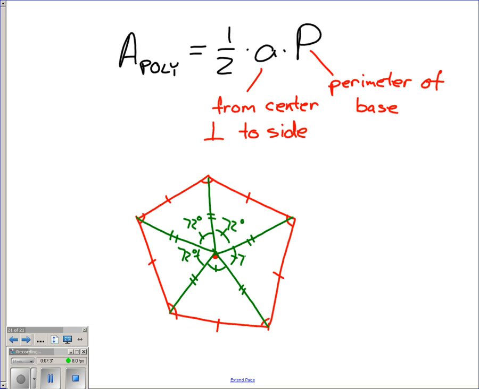Now, for this one on the bottom, I'm going to drop this perpendicular. That is the apothem, right? If they give you the apothem length, great. You don't have to do any more work. If they don't, what you've got to do is take this 72 and split it down the middle. Why is it split? Because this apothem is not just an angle bisector, it's also a median of that little isosceles triangle.